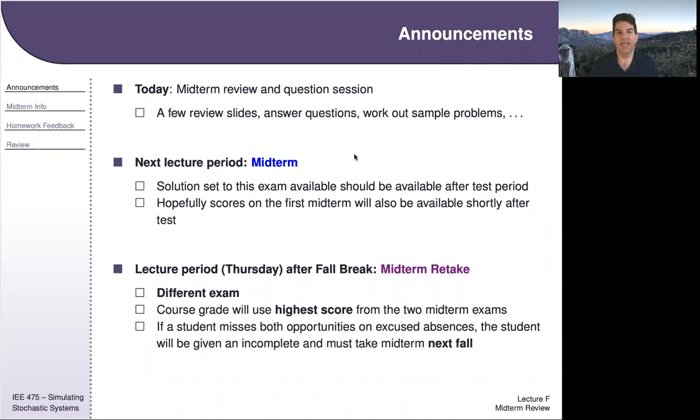So on Tuesday, early morning Tuesday, like midnight Tuesday, so overnight Monday, Arizona time, the midterm will become available. You can then start it anytime you want during that 24-hour period. So you will have all of Tuesday Arizona time to start the midterm. Once you start it, I normally give you 75 minutes.